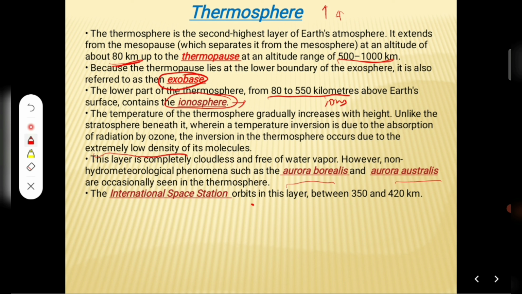However, some non-meteorological phenomena like the aurora borealis and aurora australis, also known as the northern and southern lights, are occasionally seen. We will see the details in the later part of the video. The International Space Station, a very important thing, is located in this thermosphere layer, at a height of 350 to 420 kilometers above mean sea level.